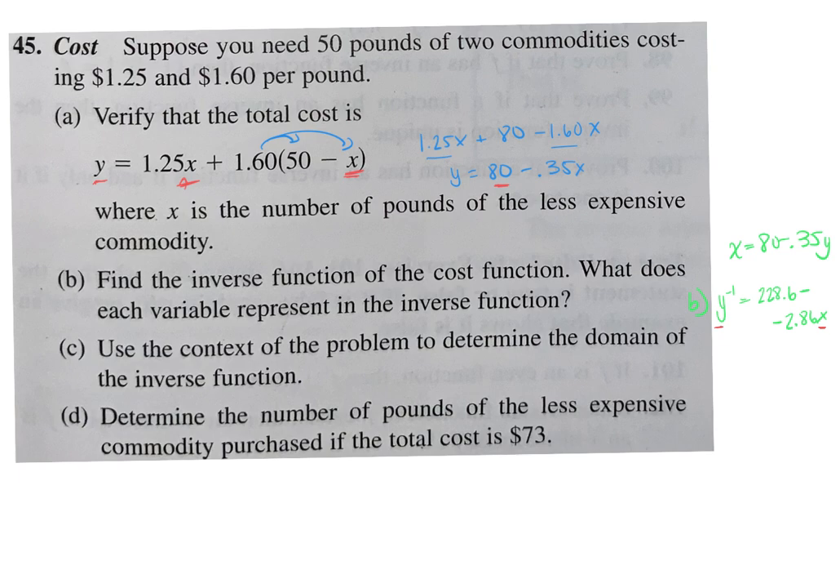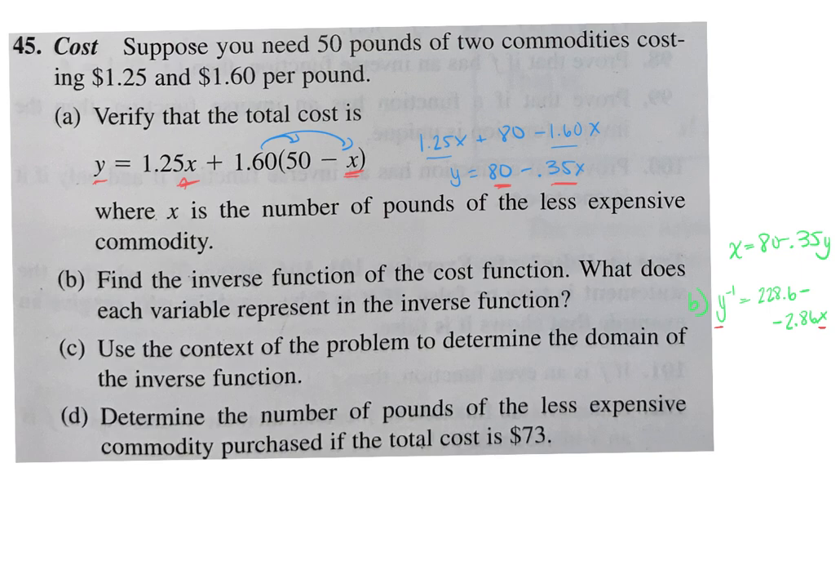All right? And so if my input was anything from 0 to 50, that's now going to be my output. And if my output was 80 minus 0.35 times 0 and 80 minus 0.35 times 50, that's going to be my input now. So those just flip-flop too. Domain and range just flip-flop for inverses. That's all it's getting you to think about.